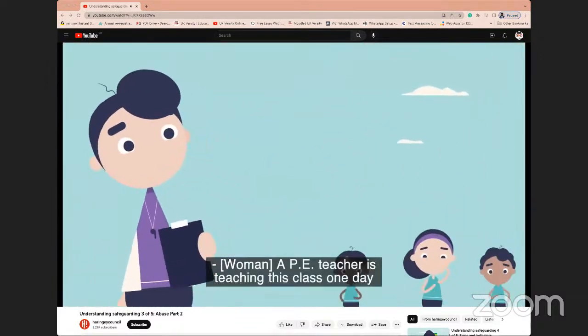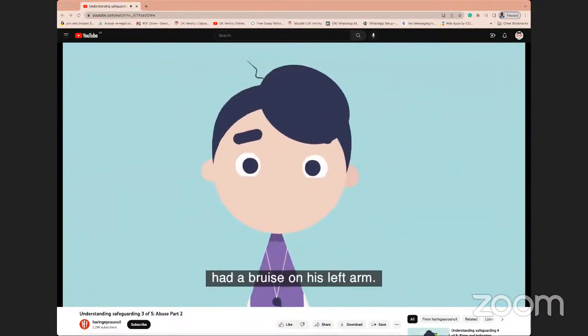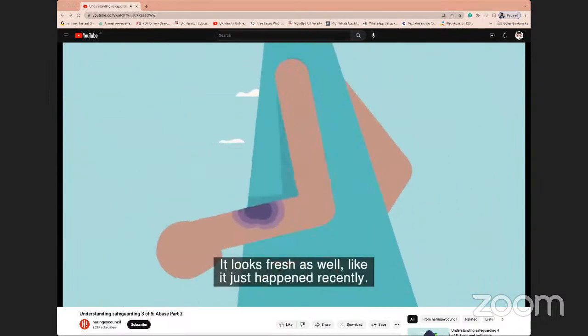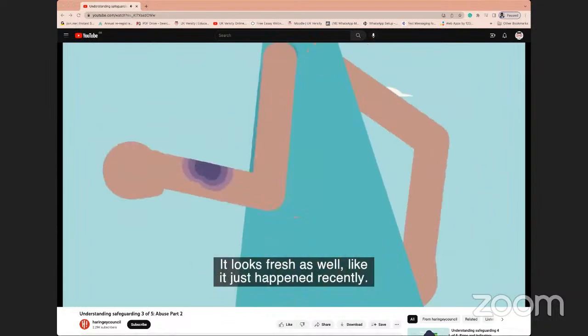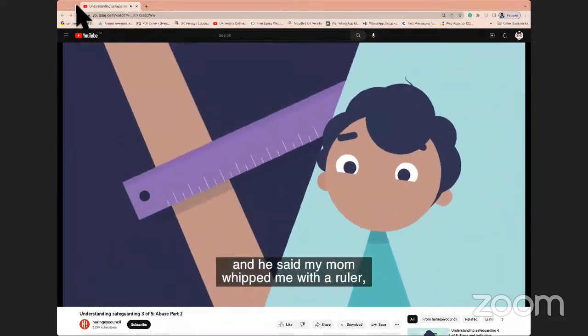A PE teacher is teaching his class one day and he observed that a 6-year-old boy had a bruise on his left arm. Looks fresh as well, like it just happened recently. The PE teacher asked the boy what happened and he said, "My mom whipped me with a ruler."